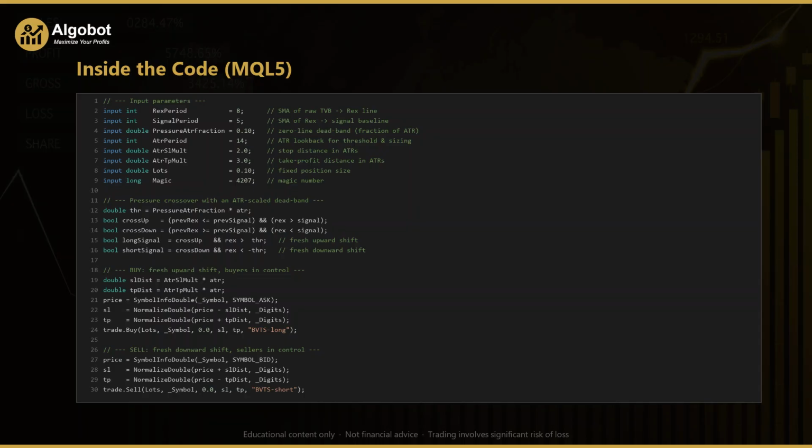Now look at the two trade blocks. For a buy, the strategy reads the ask price, places the stop loss below entry by the stop distance, sets the take profit above by the target distance, and calls trade.buy. For a sell, it reads the bid price, places the stop above and the target below, and calls trade.sell. Both sides are symmetric, same volatility scaled distances, just flipped in direction. That's the entire engine in a handful of lines.